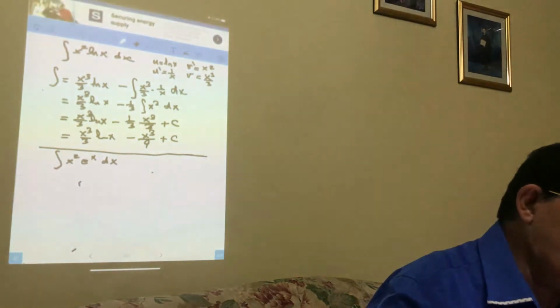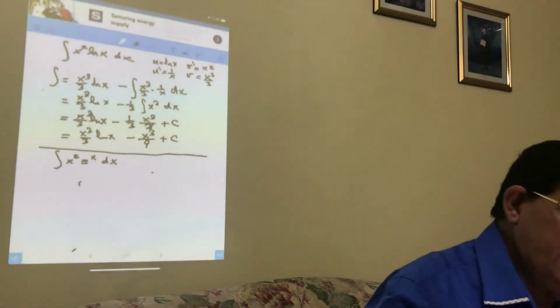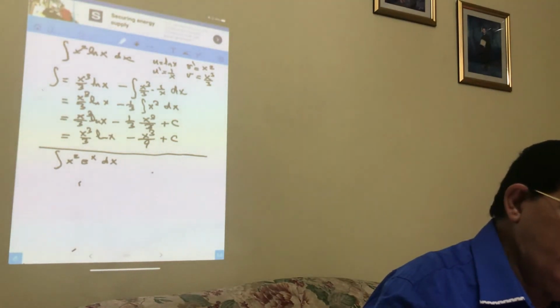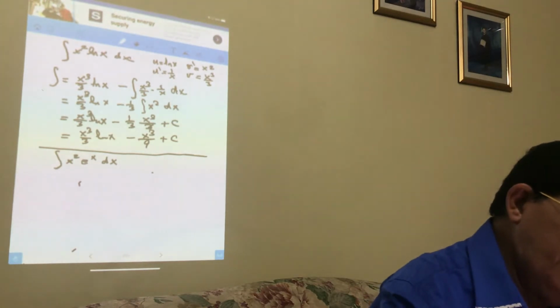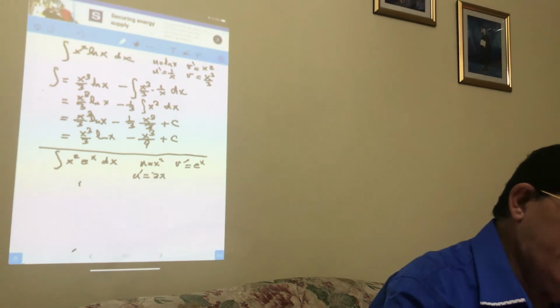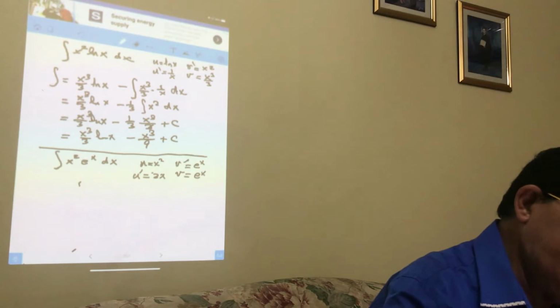Here, both can be integrated. Since both can be integrated, therefore we take u is x squared, and v dash is e power x. So u dash is 2x, and v equals the integration of e power x, which is e power x.